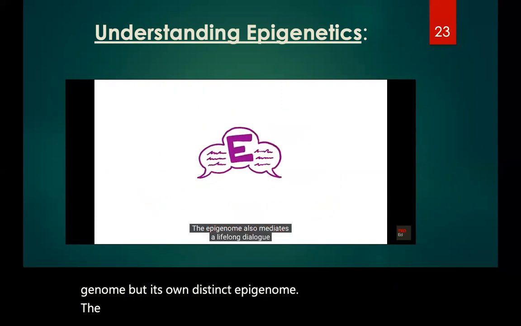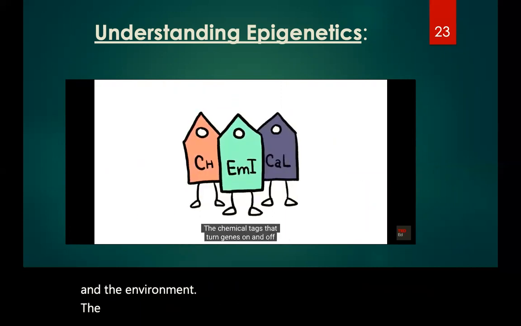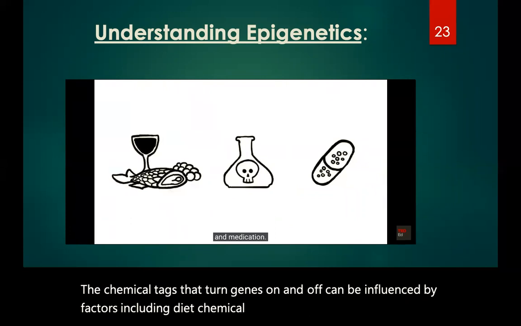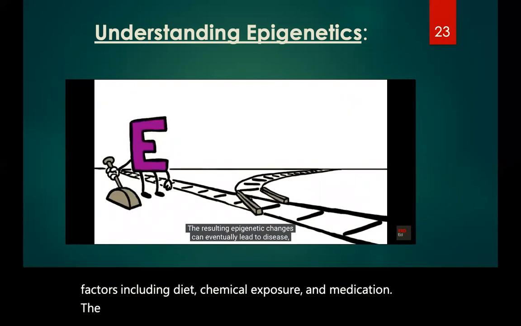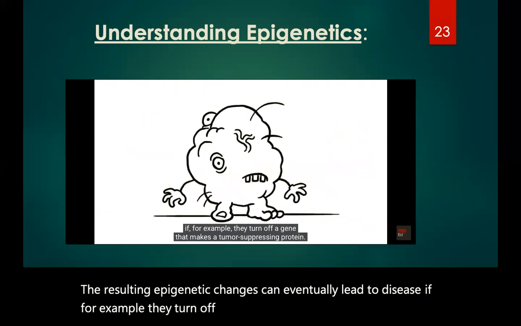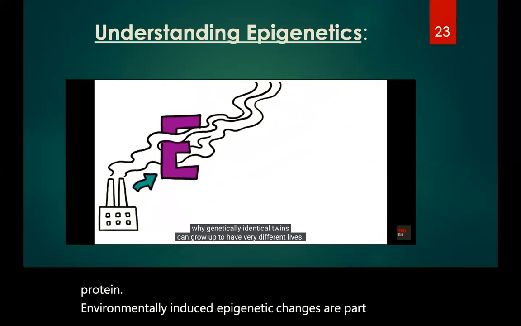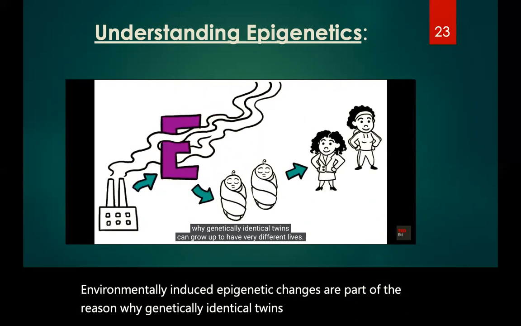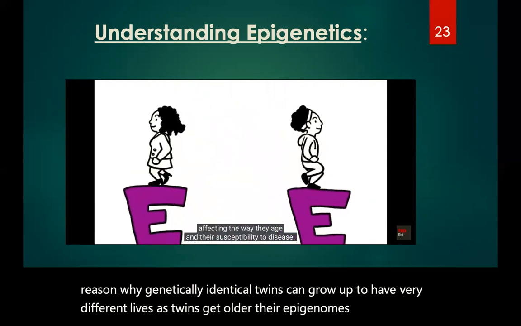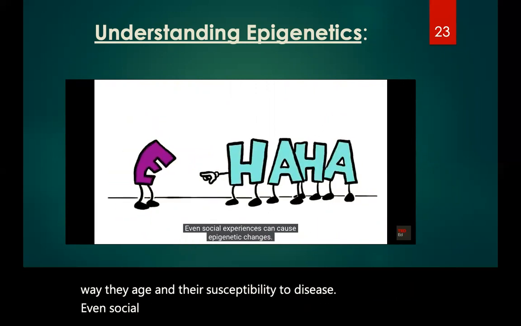The epigenome also mediates a lifelong dialogue between genes and the environment. The chemical tags that turn genes on and off can be influenced by factors including diet, chemical exposure, and medication. The resulting epigenetic changes can eventually lead to disease if, for example, they turn off a gene that makes a tumor-suppressing protein. Environmentally induced epigenetic changes are part of the reason why genetically identical twins can grow up to have very different lives. As twins get older, their epigenomes diverge, affecting the way they age and their susceptibility to disease. Even social experiences can cause epigenetic changes.